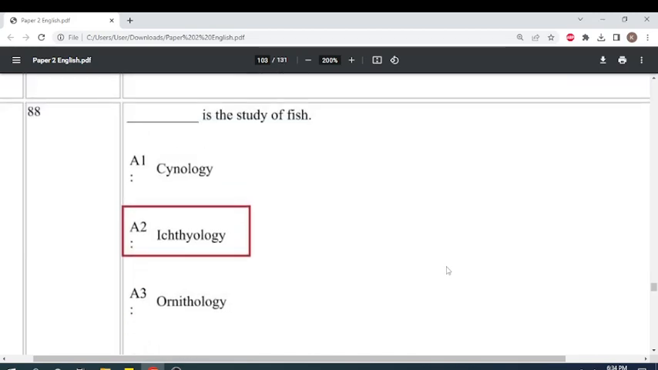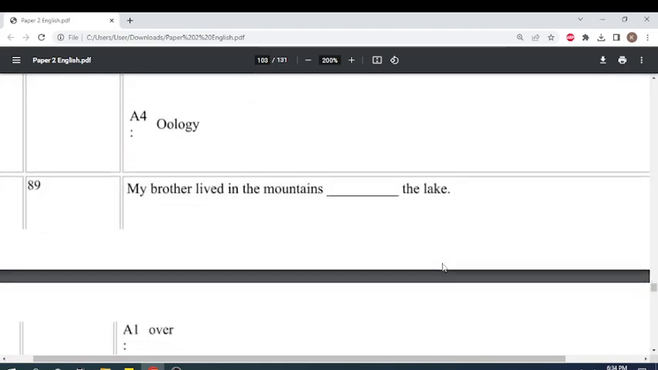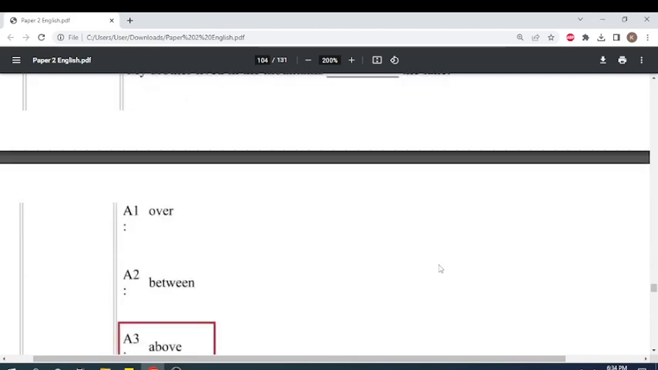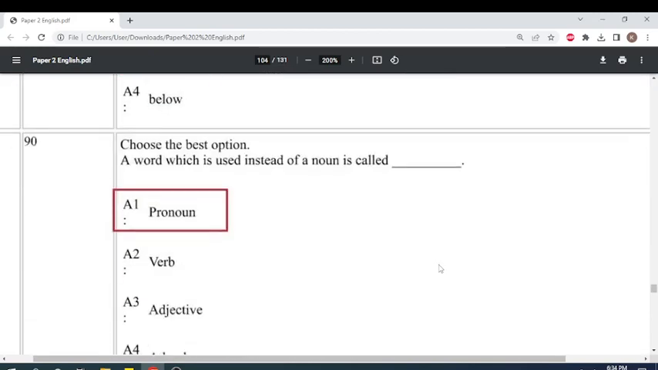88. Dash is the study of fish. Ichthyology. 89. My brother lived in the mountains dash the lake. Above. Choose the best option. The word which is used instead of a noun is called. Answer A1, pronoun.